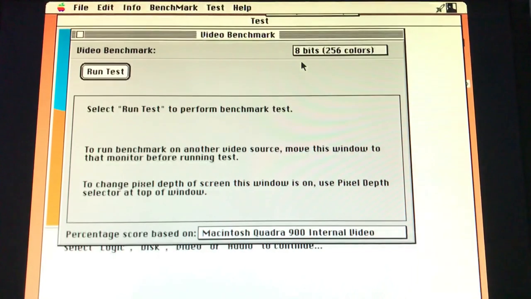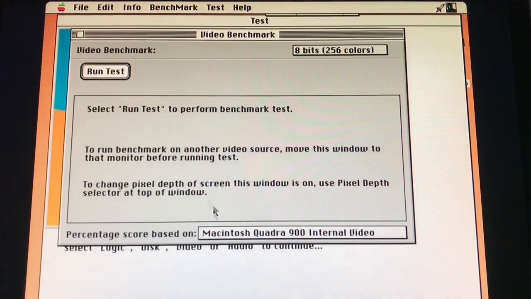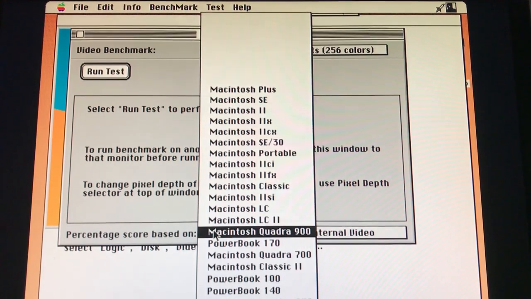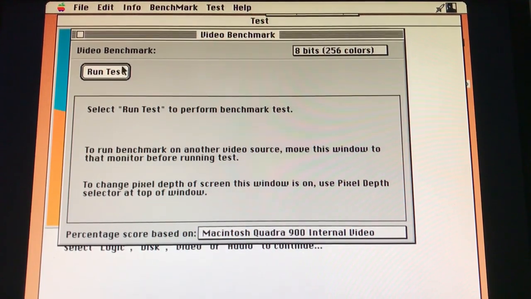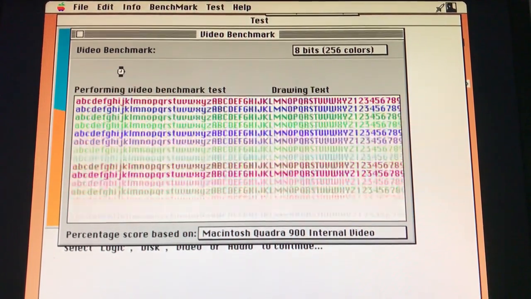And we are going to compare it against, well, let's compare it against the Quadra 900 internal video. That's a very fast frame buffer. This old Radius direct draw is nothing to write home about normally. But keep in mind, this rocket is accelerating the QuickDraw routines.